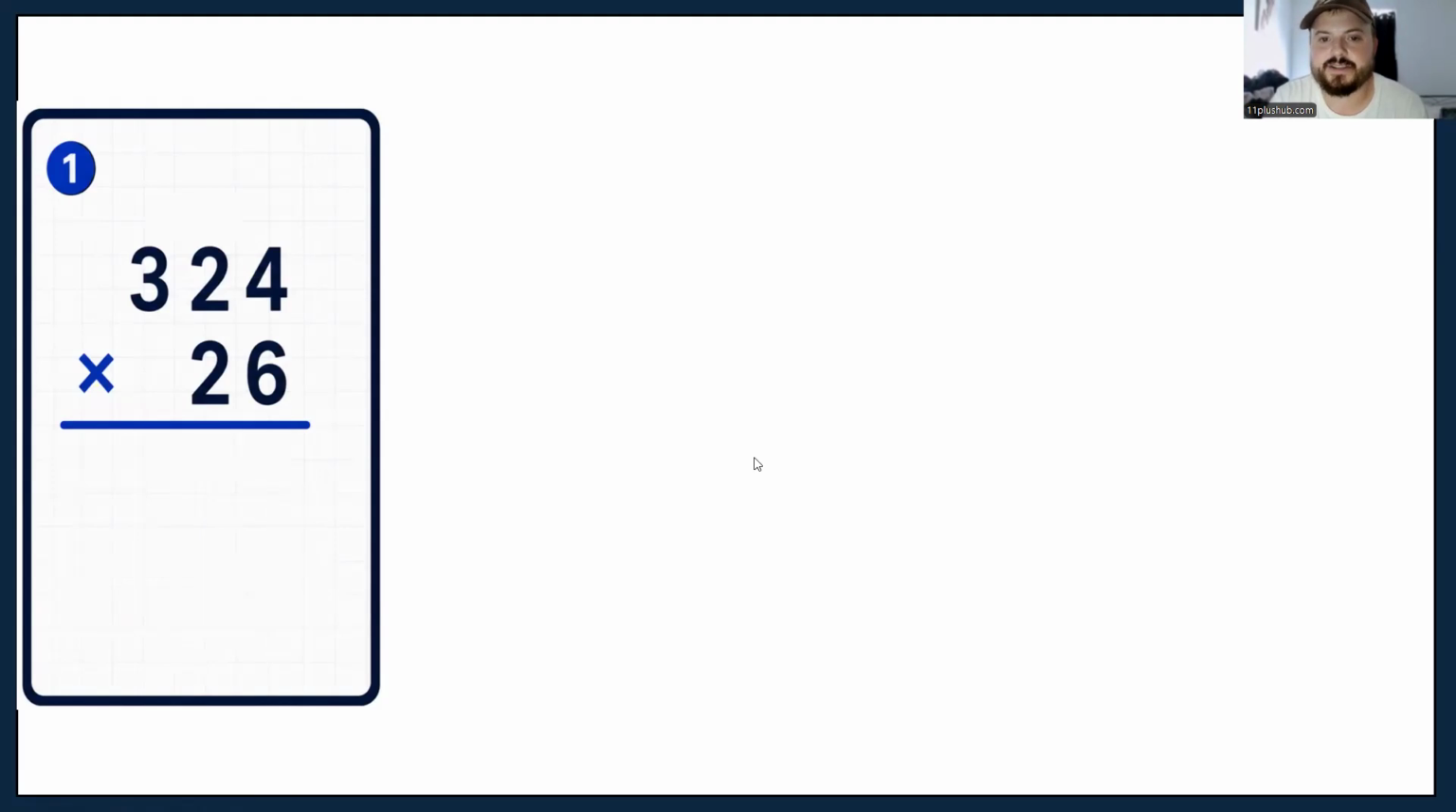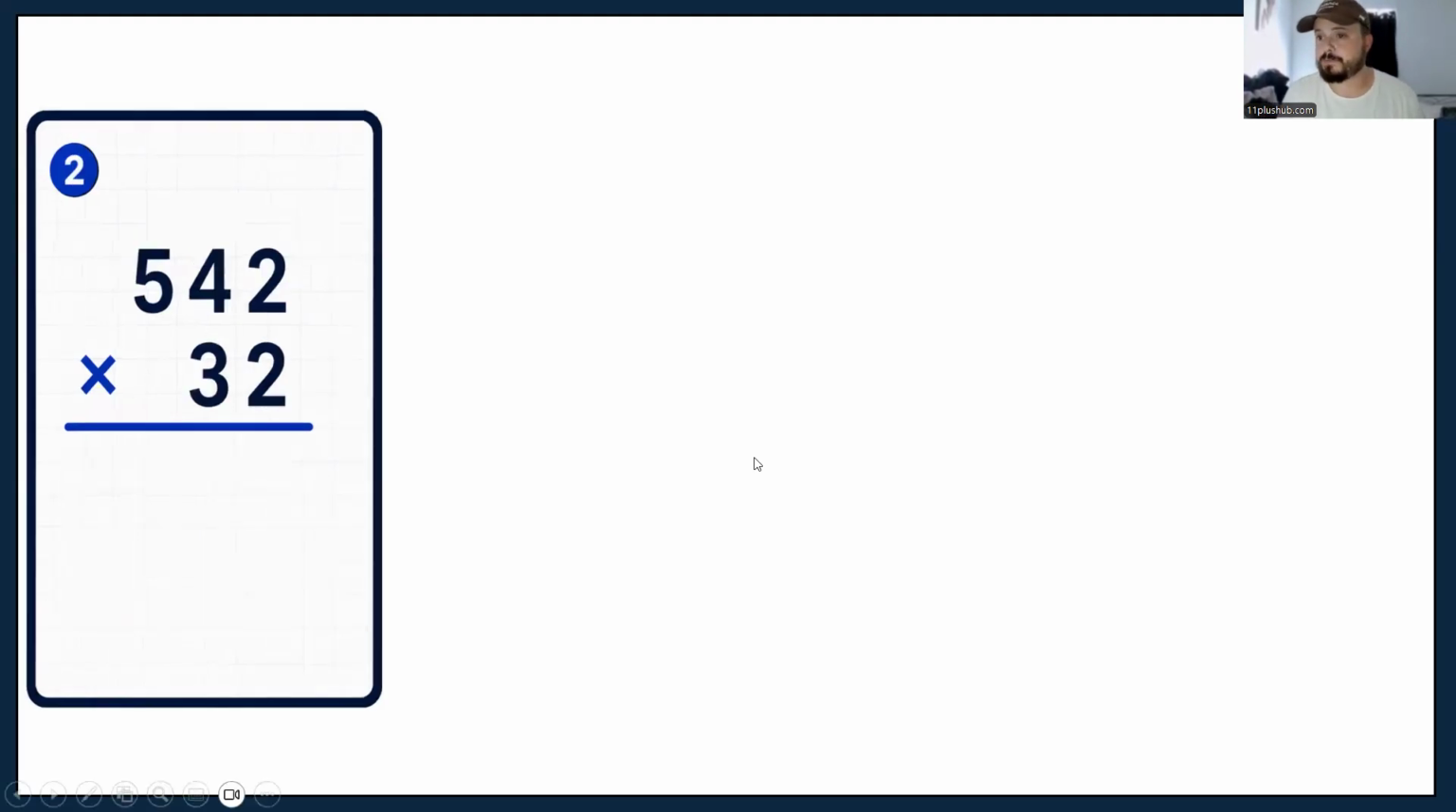So the next question says 542 multiplied by 32. So once again, we'll start off by multiplying the 1s. So 2 times 2 is 4. 2 times 4 is 8. 2 times 5 is 10. 1 gets carried over, bring it straight down. Add the placeholder down here.